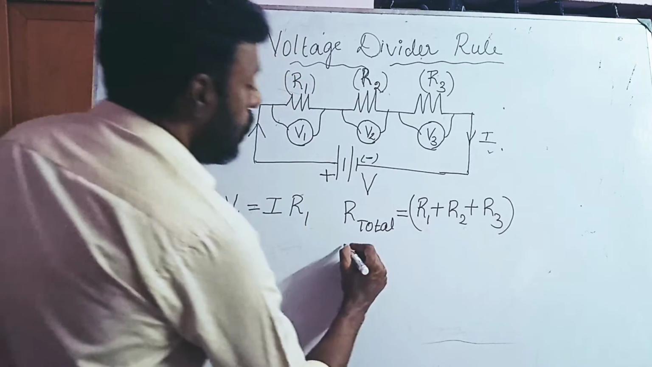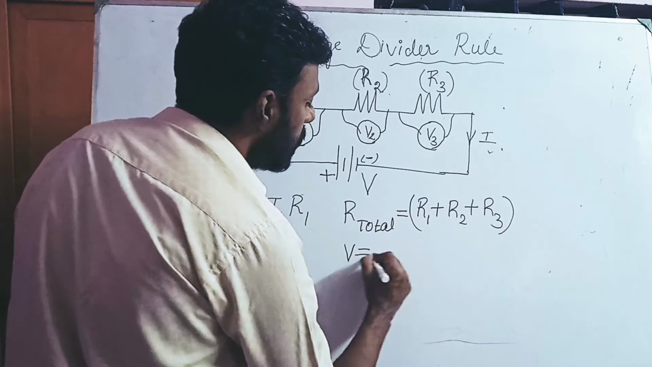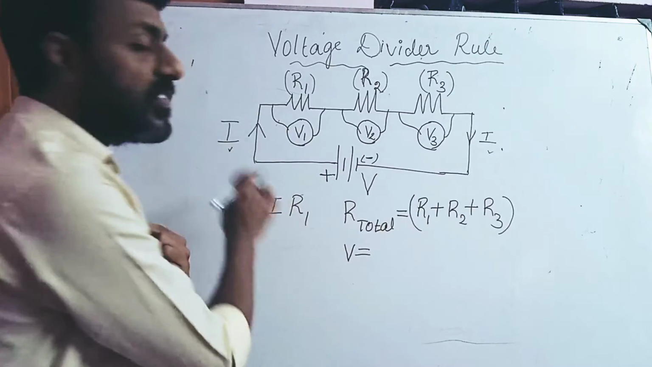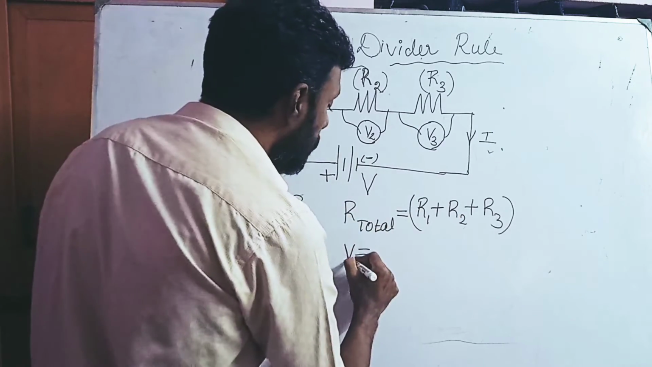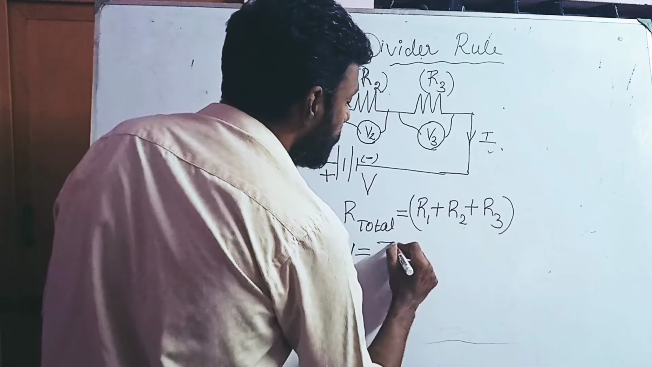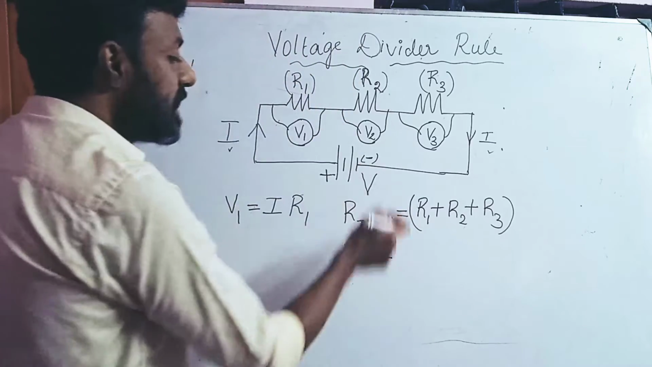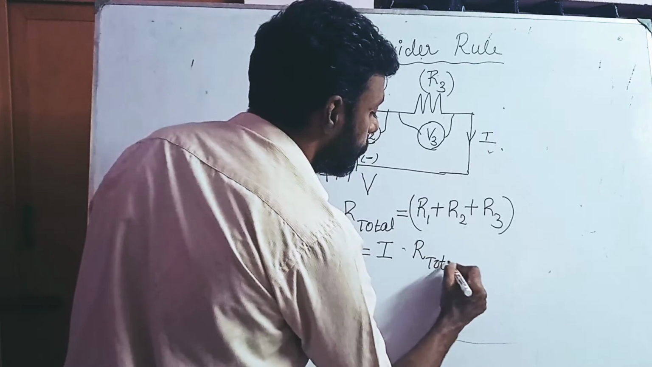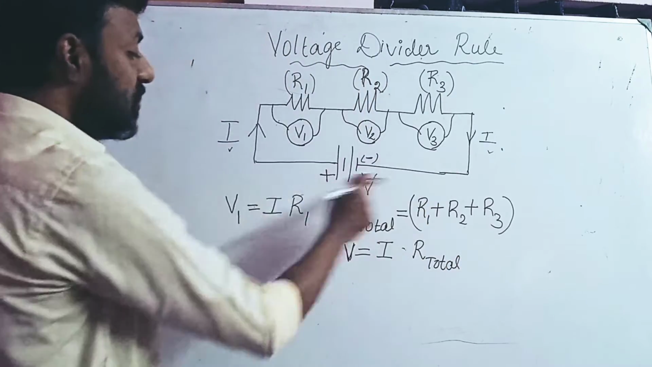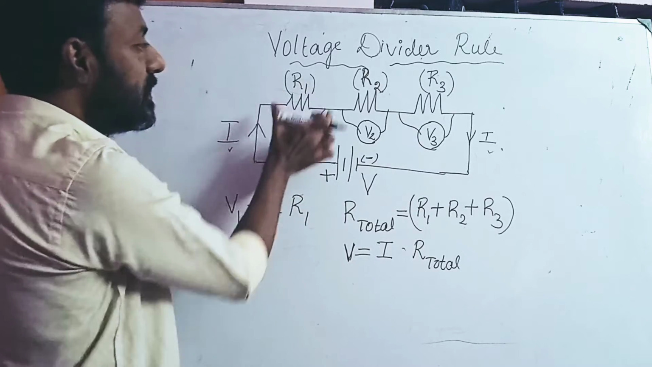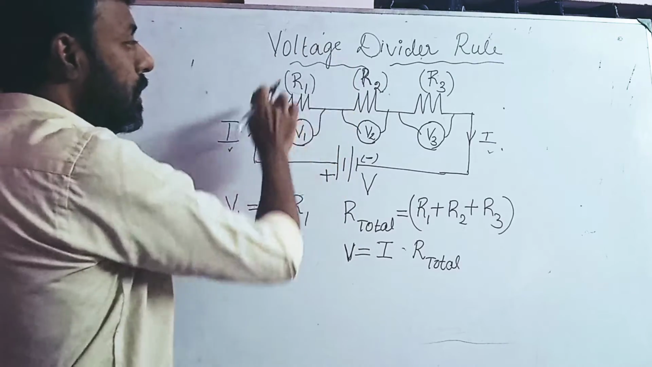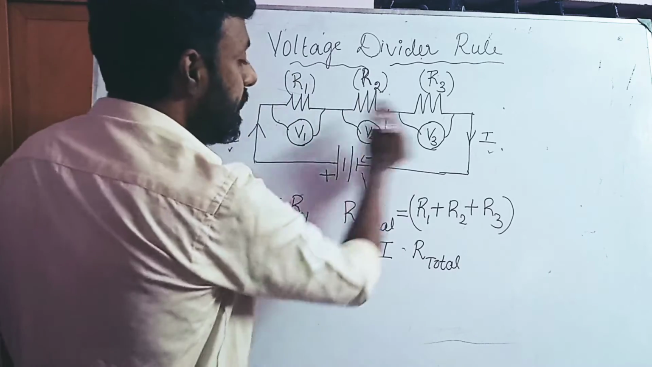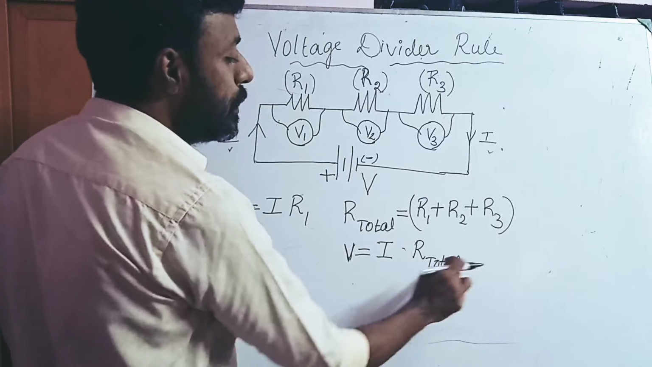Right. So if I take Ohm's law for this entire circuit, not only for this one, if I consider the entire circuit, Ohm's law will be capital V equal to I, the current, I into R. What is R? R is nothing but R total. This is Ohm's law for the entire circuit, and this is Ohm's law for this particular part of the circuit under consideration. Okay, so if I take this for the entire circuit, it will be V equal to I into R total.